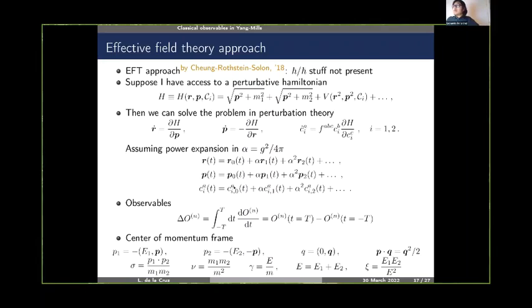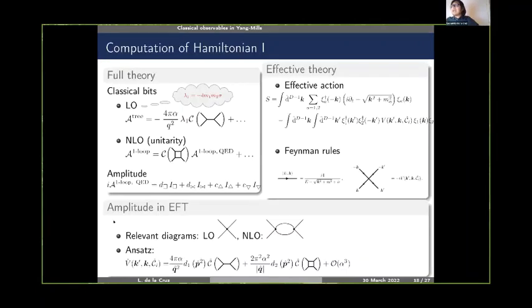Then, by considering these expressions in terms of the Hamiltonian, I can construct my observables. For the purpose of this part, I'm going to use the center of momentum frame, so I have defined these variables. And now I'm going to do a matching calculation.